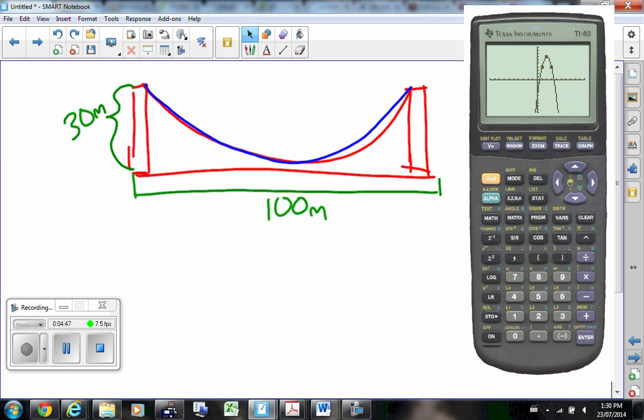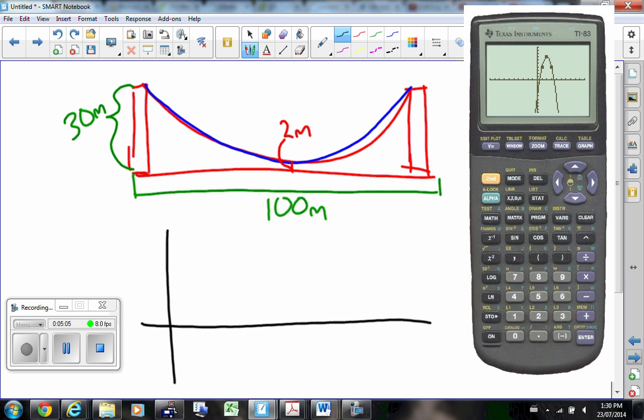And let's say I even know that at its lowest point, the cable is 2 meters away from the deck of the road. The first thing I need to do is create points on a grid. So I'm going to imagine putting my vertex right here, right at the beginning of the road. And then that gives me some nice points that I can play with. This one here is going to be (0, 30).